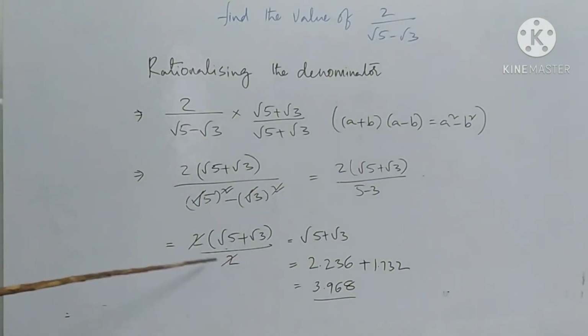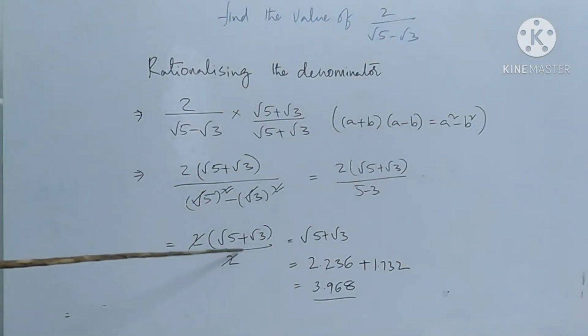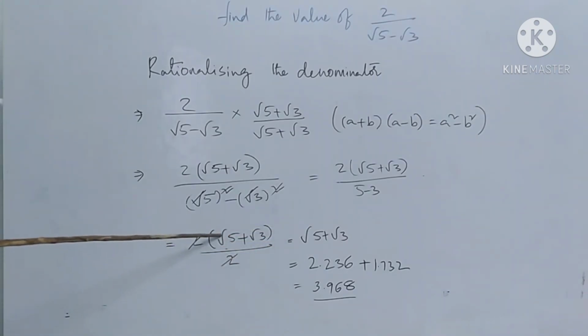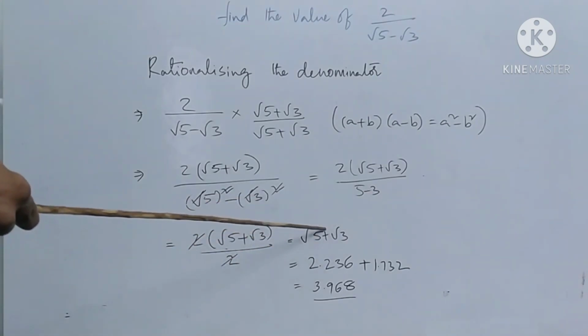So that is equal to 2 into (root 5 plus root 3) by 5 minus 3, which is also 2. Here, 2 divided by 2, both are cancelled. That is equal to the numerator root 5 plus root 3.